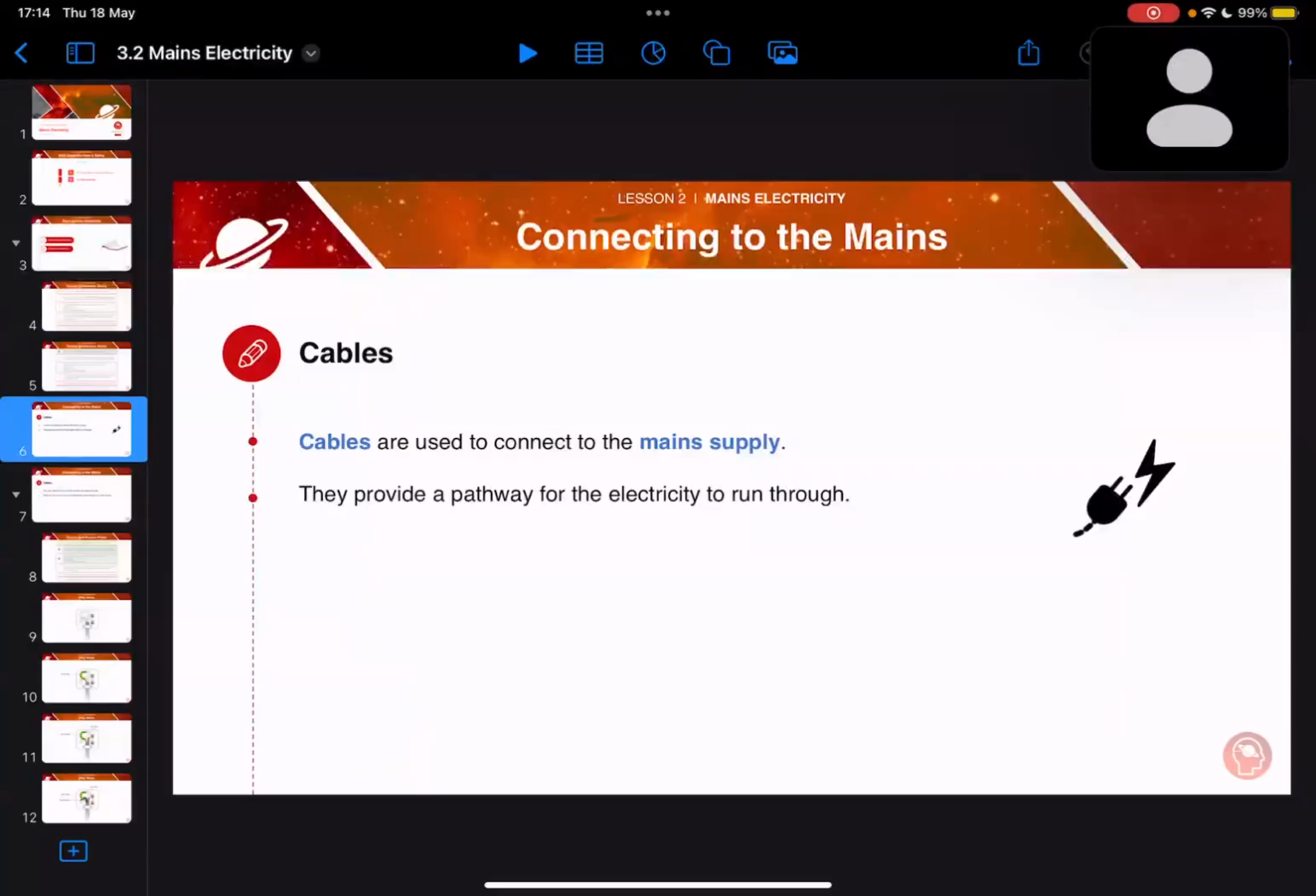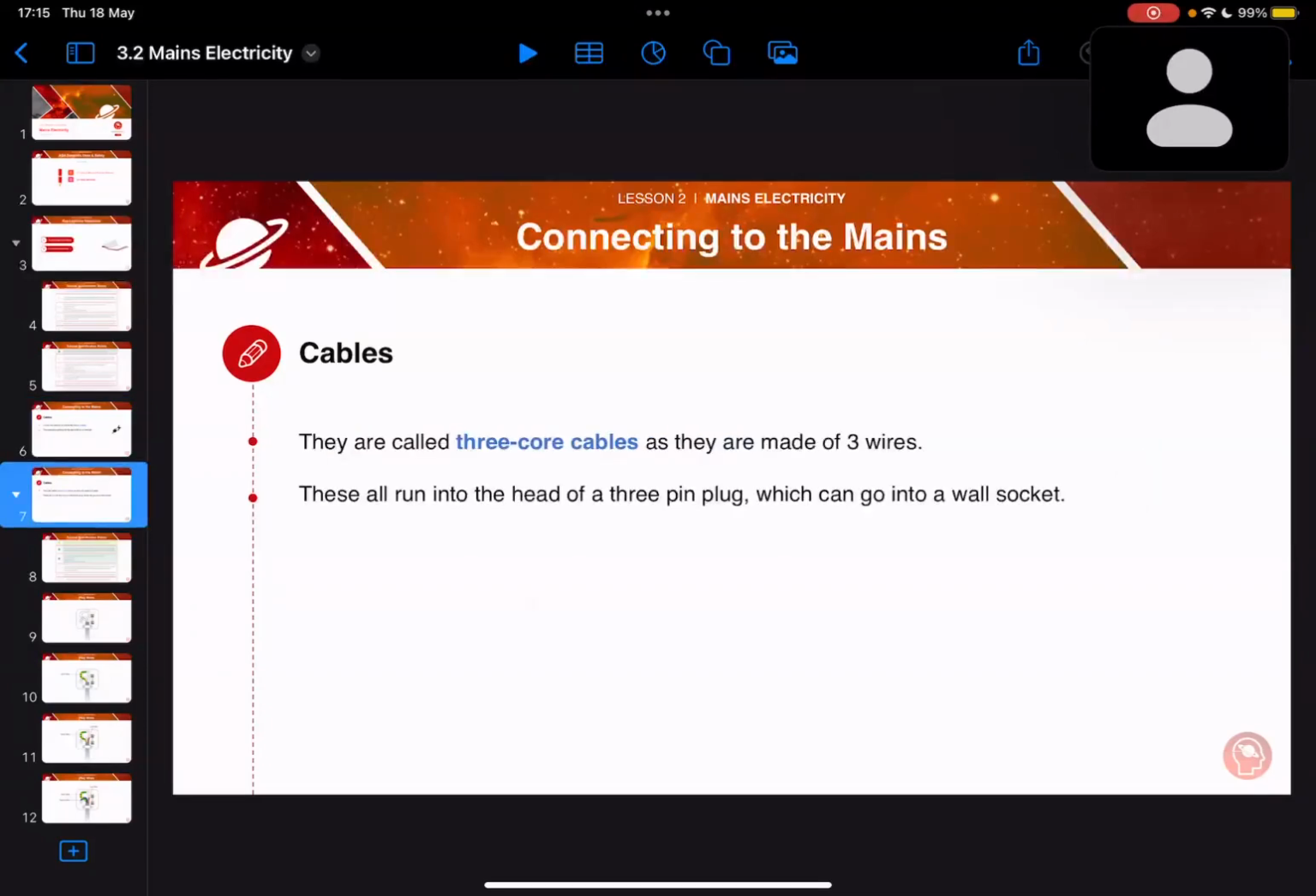Okay. So when we talk about cables, of course, we need some cables to get electricity into our houses, right? That is how current is carried through cables. These cables are used to connect to the main supply in our houses, and what they do is they provide a pathway for that electricity to run through. Specifically, the cables used to supply the mains are called 3-core cables because they're made of 3 wires. And these all run into the head of a 3-pin plug, which can go into a wall socket. If you look into your sockets or any appliances that you might use, there's 3 pins. And those essentially represent the 3 wires that this 3-core cable has.